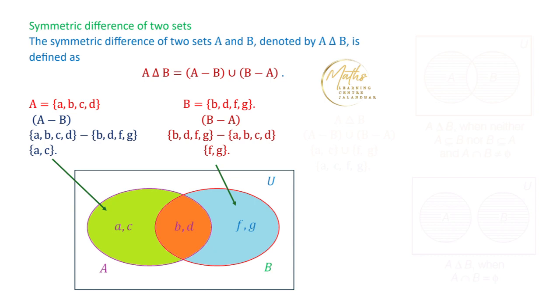Now when we have to calculate the symmetric difference, it means A minus B union B minus A. So the union of these two sets, a, c and f, g. The answer we obtain has four elements a, c, f and g. If we look at this Venn diagram, it has elements a, c and f, g. So this portion is excluded when we are talking about the set A delta B.